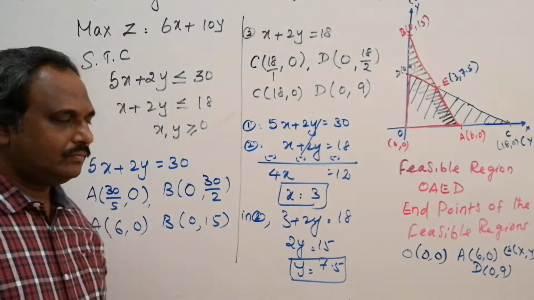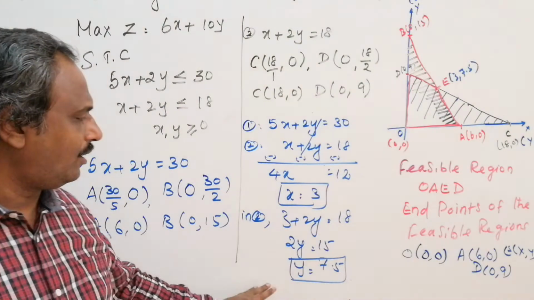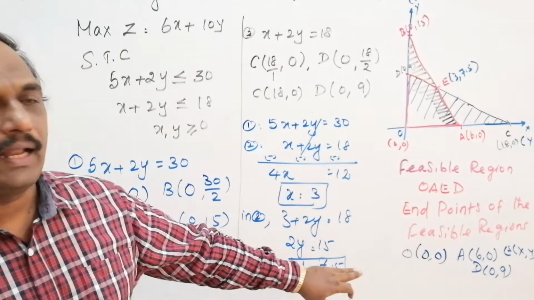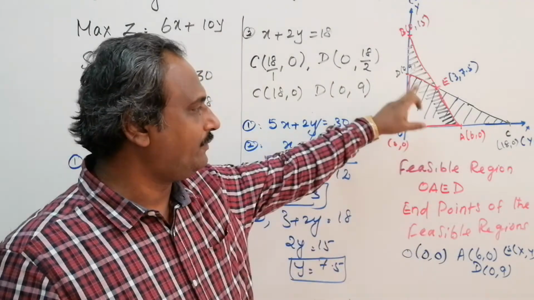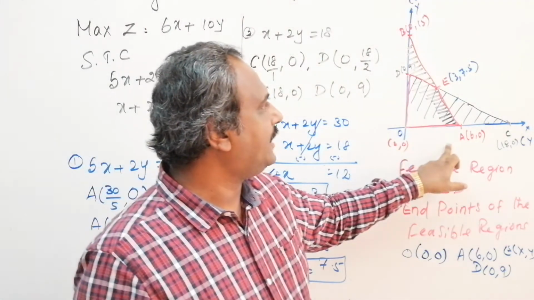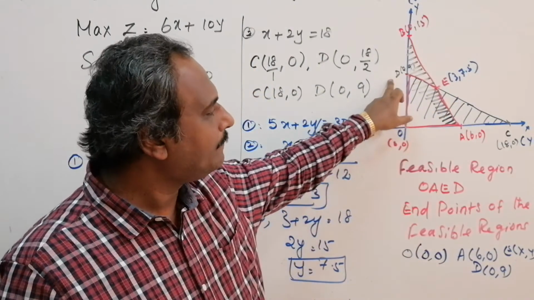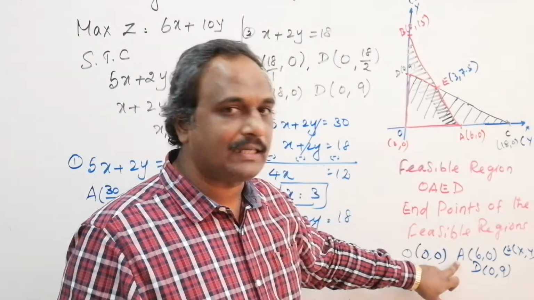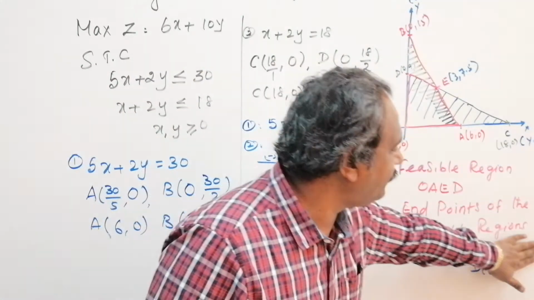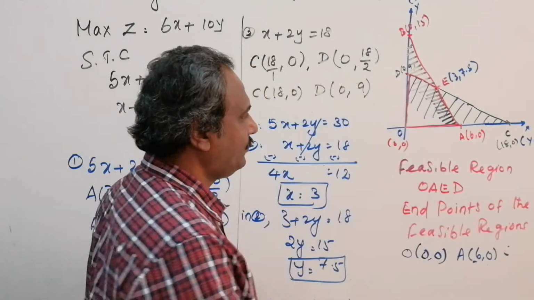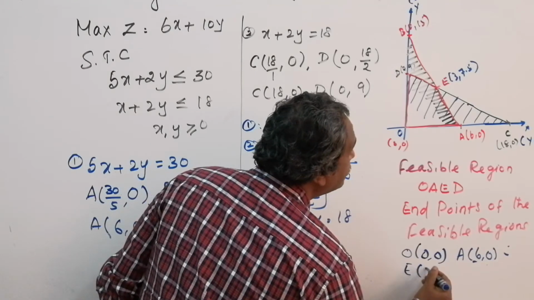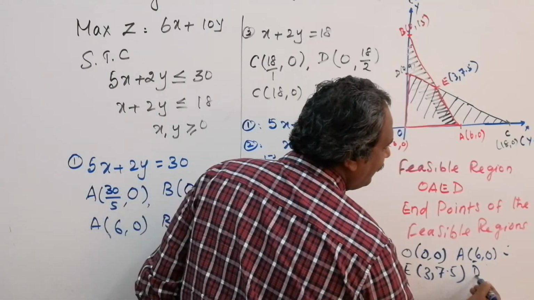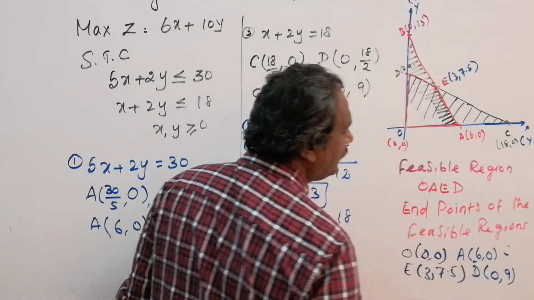Okay. Now I hope you could see all the values. X is equal to 3, y is equal to 7.5. And we are having 4 endpoints of the feasible region: 0, A, E and D. The point 0 is 0, 0. A is 6, 0. Now we found the value of E, which is 3, 7.5. And we are having the value of D 0, 9.